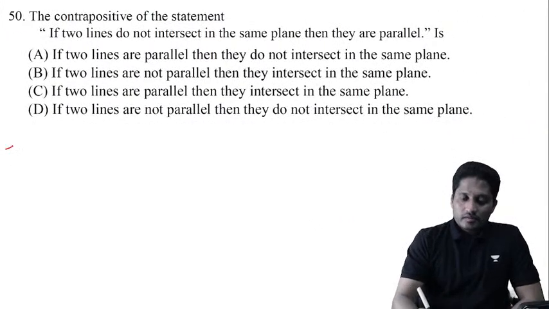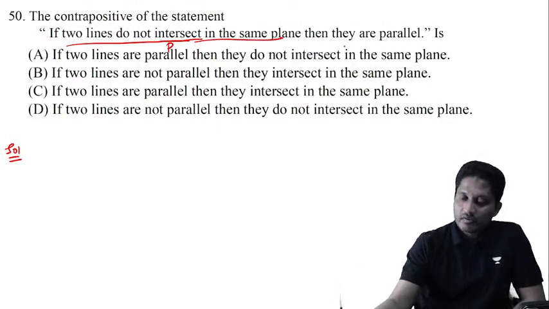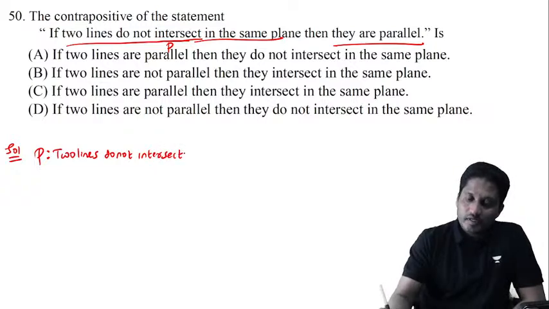Right? Question number 50. See, I'll take P is equal to two lines do not intersect in the same plane. I'll take this as P, and I'll take Q is equal to they are parallel. P is equal to two lines do not intersect in the same plane. And I'll take Q is equal to two lines are parallel.